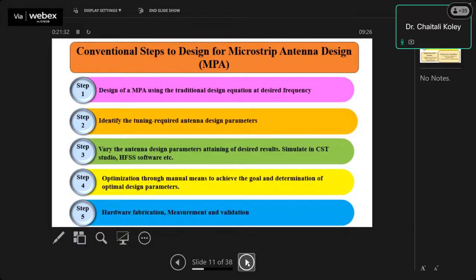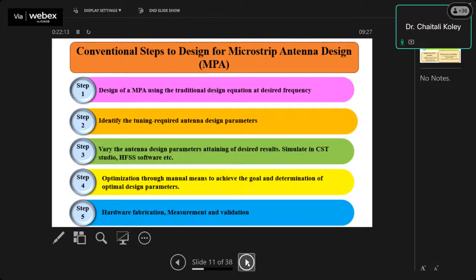Initially, the first step is to design a microstrip patch antenna using a traditional design equation. As I already displayed, those equations let us calculate the width and length for the desired frequency. Then the next step is to identify the antenna design parameters that require tuning. Then, in the third step, to attain the desired result, you have to use some permutation and combination technique.